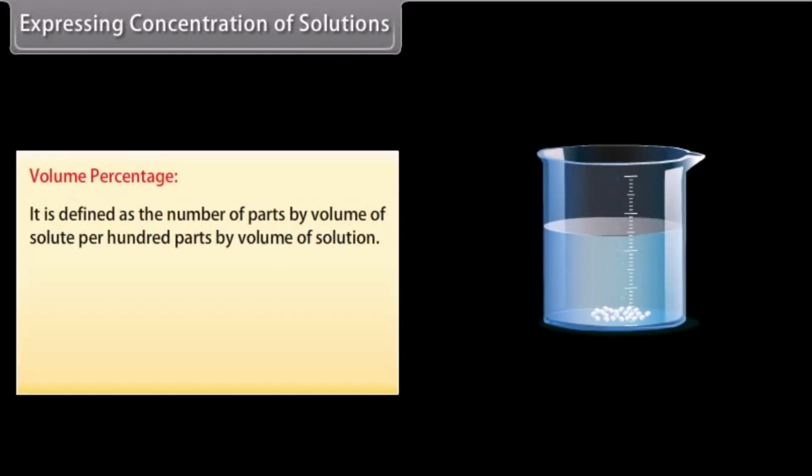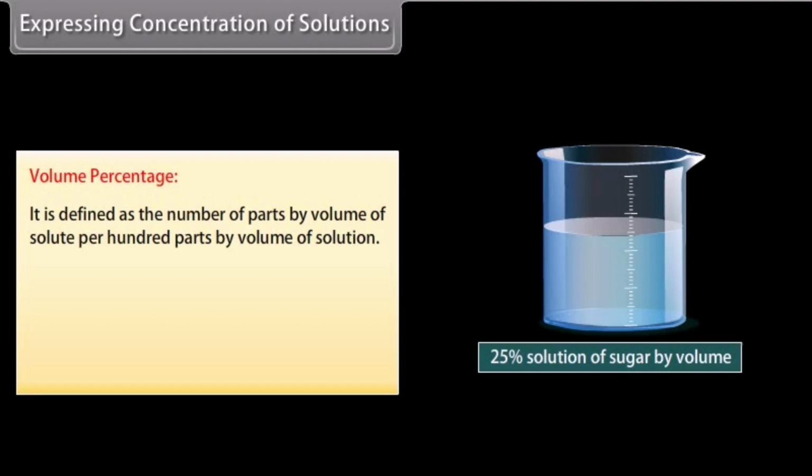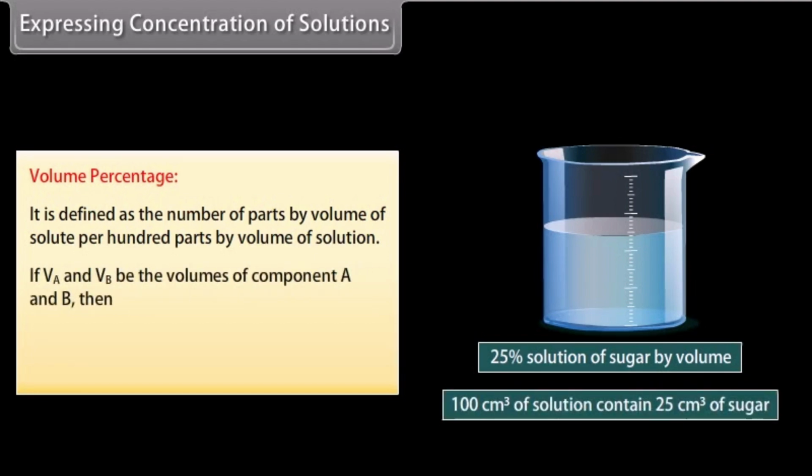It is defined as the number of parts by volume of solute per 100 parts by volume of solution. If Va and Vb be the volumes of component A and B, then volume percentage of B is equal to Vb upon (Va plus Vb) multiplied by 100.